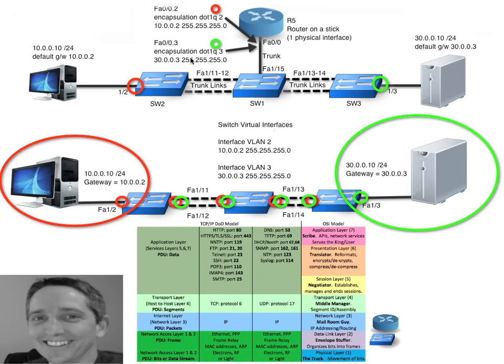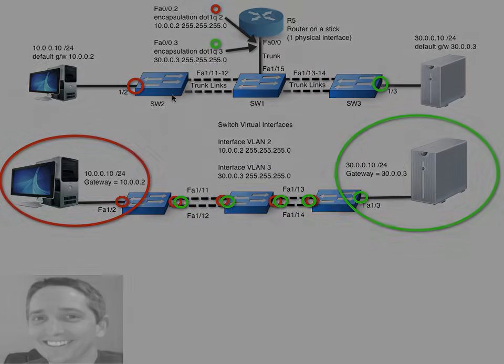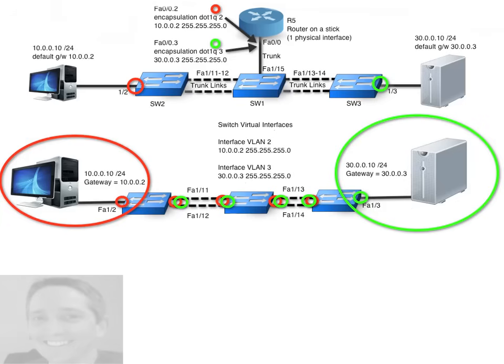But if we trained a switch to make forwarding decisions at layer 3, guess what? That switch, if it can forward based on layer 2 MAC addresses and make forwarding decisions based on layer 3 IP addresses, it's now graduated to the class called a multi-layer switch. So if we do get rid of the router, so it's completely gone, we turn off this port on the switch and we power off R5, what about our clients?